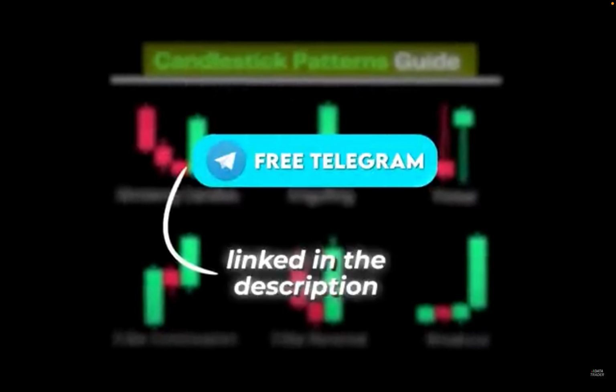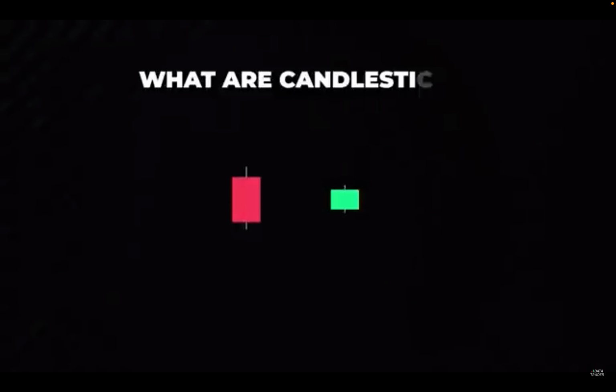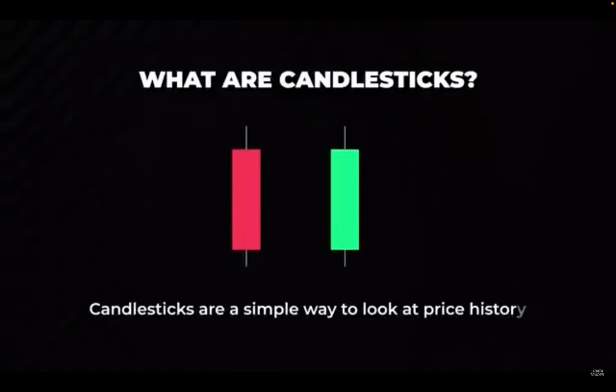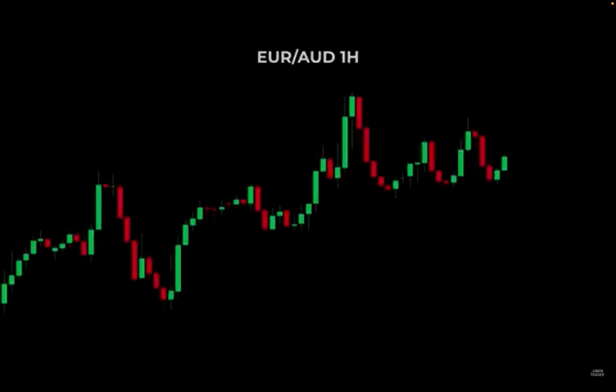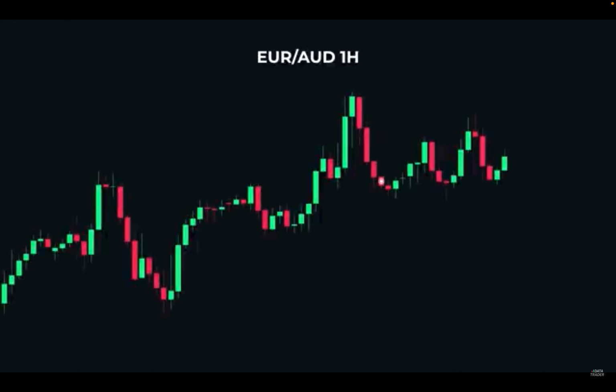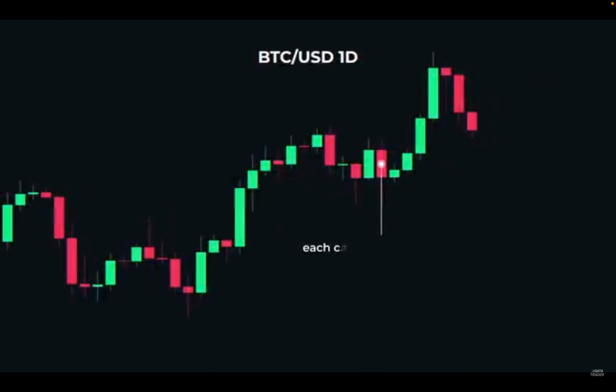Now, let's begin the video. First, what are candlesticks? Candlesticks are a simple way to look at price history. Each candlestick represents a price move of an asset for a particular period of time. For example, if you're on the 1-hour time frame, each candle represents the price history for 1 hour. If you're on the daily time frame, then each candle represents price history for 1 day.